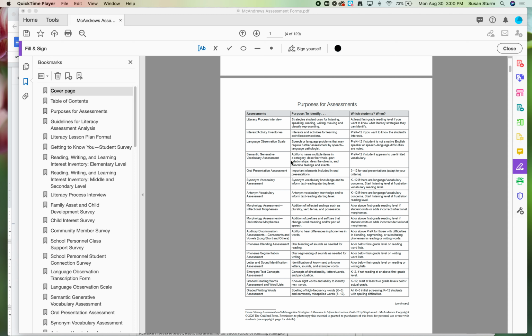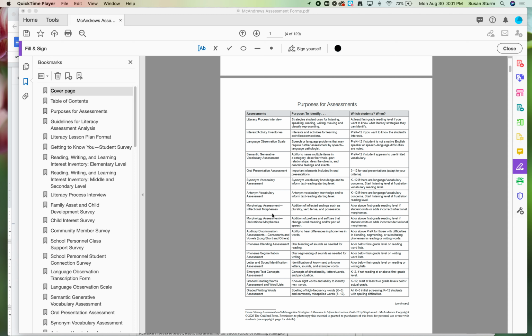Oral presentation assessment, I'm just going to go over that, but it's a little bit out of the range for this class. For some of you in the early childhood program, it's completely out of your certification area. So I'm going to suggest that you do not give this assessment, but we'll still take a look at it. It's there. And then we've got the synonym and antonym vocabulary assessments. We will look at those. They are appropriate for everyone in this class.